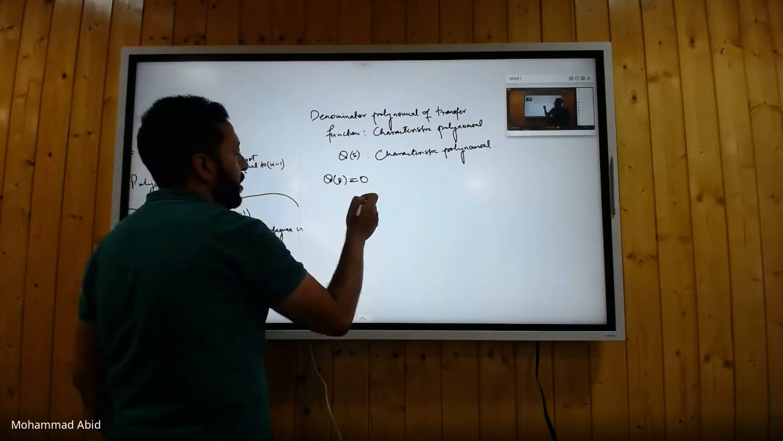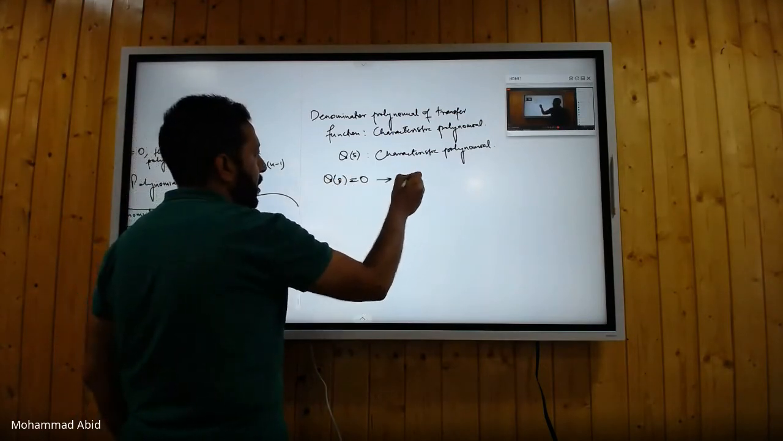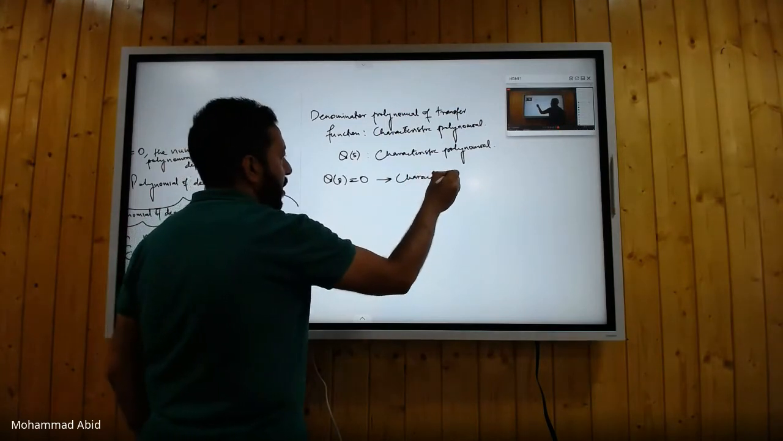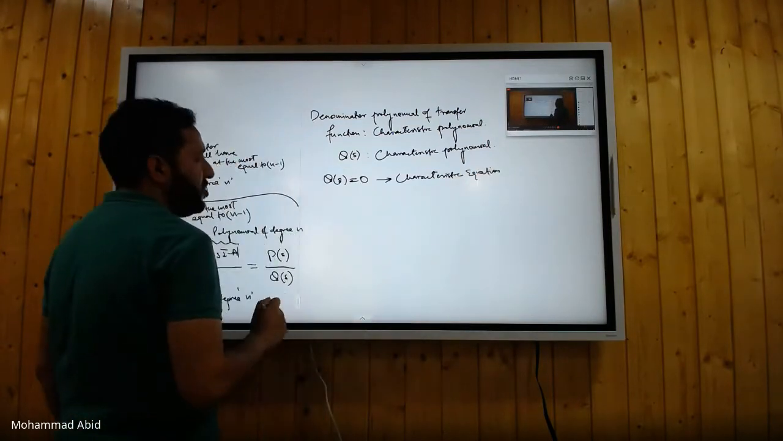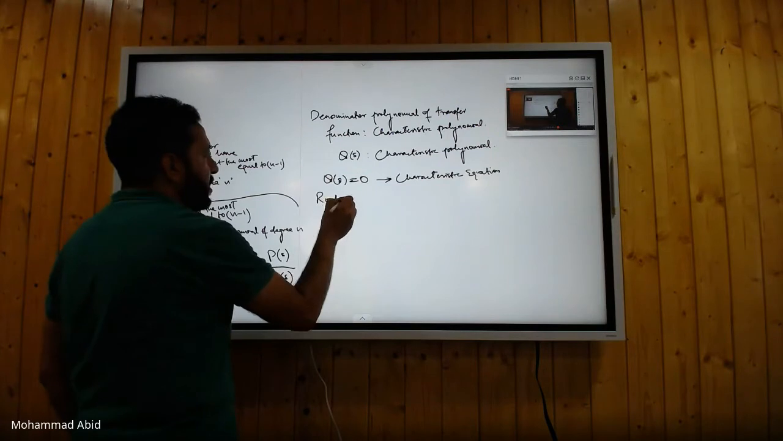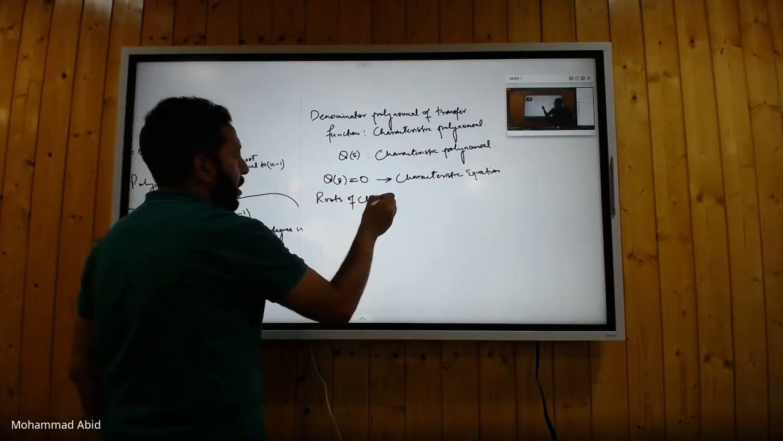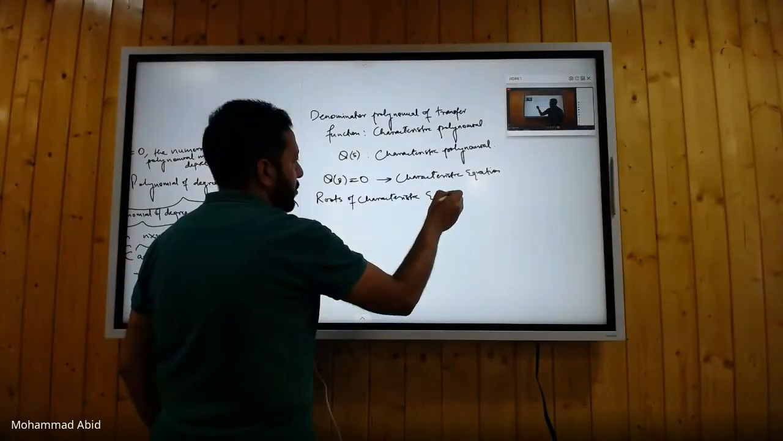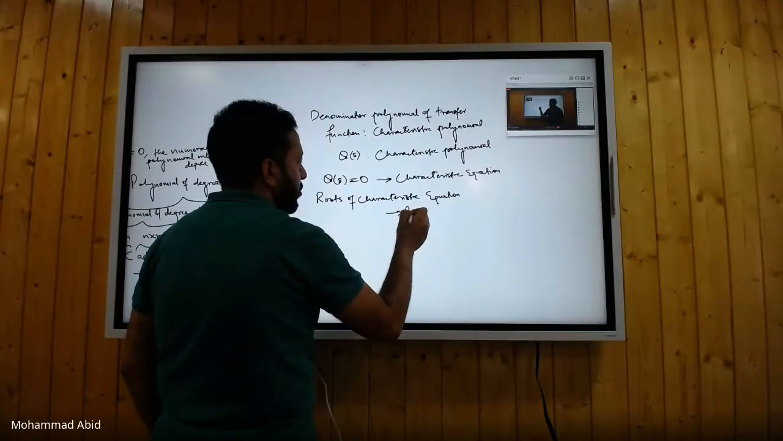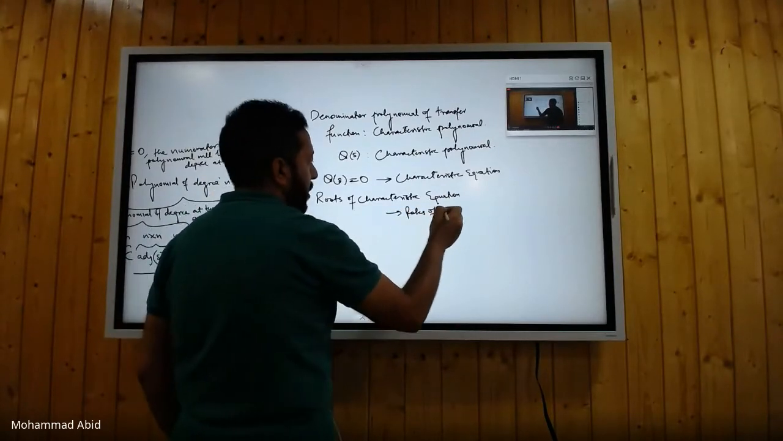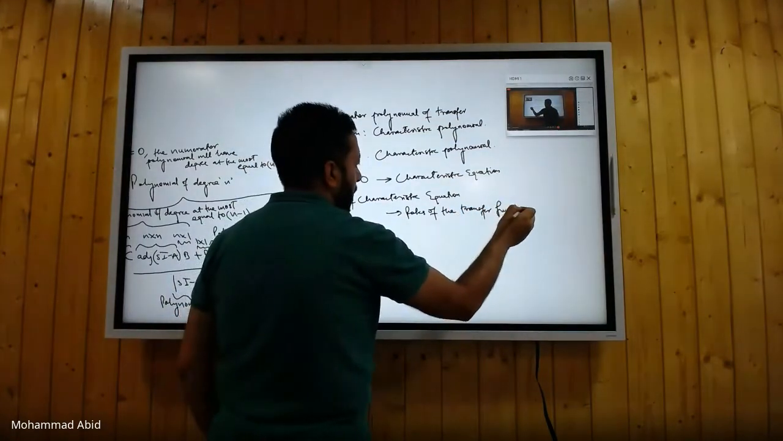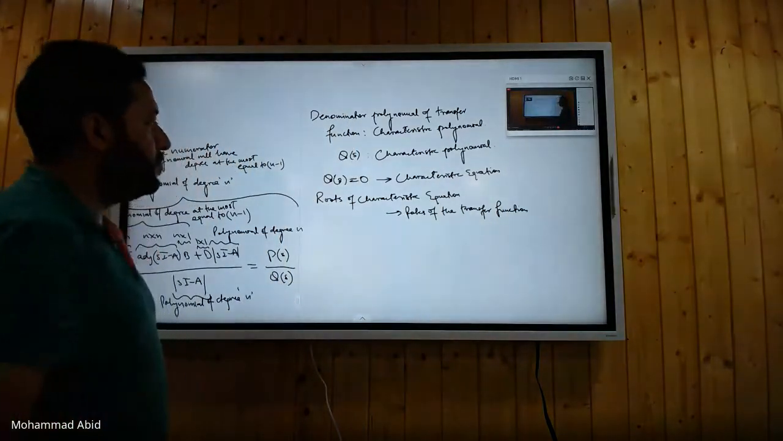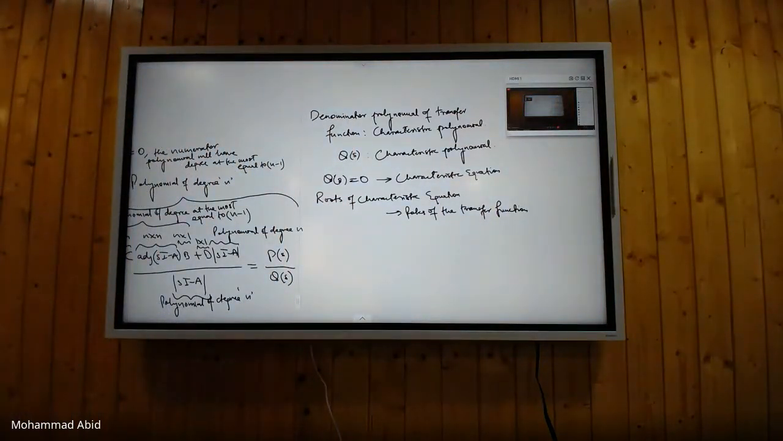What is this equation known as? Characteristic equation. And what are the roots of the characteristic equation known as? Poles. The roots of the characteristic equation are known as the poles of the transfer function.